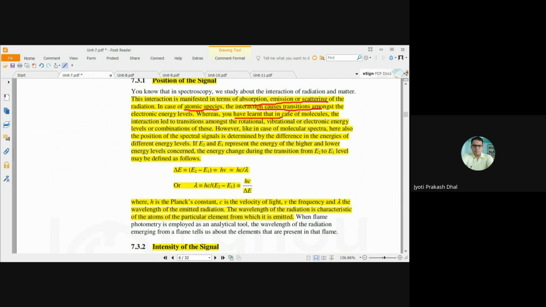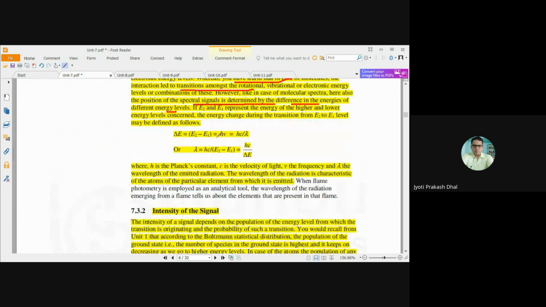Here you have already learned that in case of molecules, the interaction leads to transitions among rotational, vibrational and electronic energy levels, and also combinations of these. However, as in molecular spectra, here also the position of the spectral lines is determined by the difference in the energy of the different energy levels.